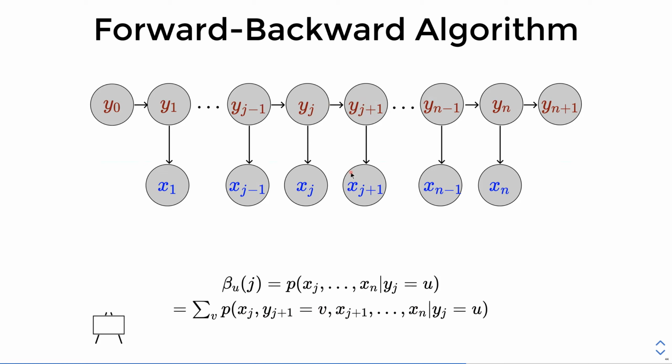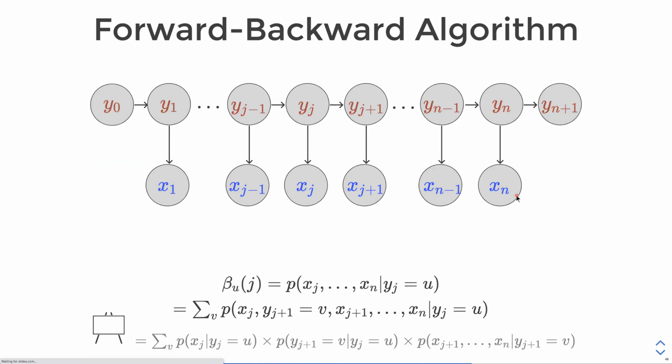How is this generated? From yj plus 1. Do we know the value for yj plus 1 at this point? We just generated yj plus 1, which takes the value v. So similarly for the rest, it's sufficient for me to know the value for this to generate everything from xj plus 1 till the end. So in other words, I can rewrite this conditional probability as follows.